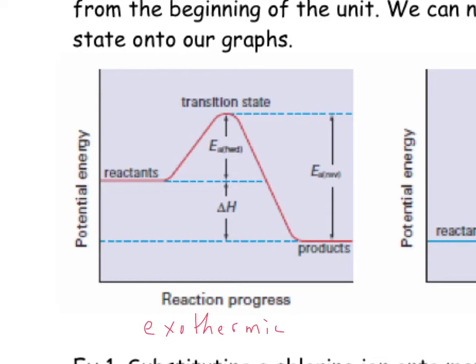When reactants collide and hit each other, they slow down, and their kinetic energy is converted into potential energy, which can be used to break bonds. This is why you see this hill. At the top is known as the transition state. This is where the activated complex exists. The energy difference between the reactants and the transition state is known as the activation energy of the forward reaction. There's a little FWD there.